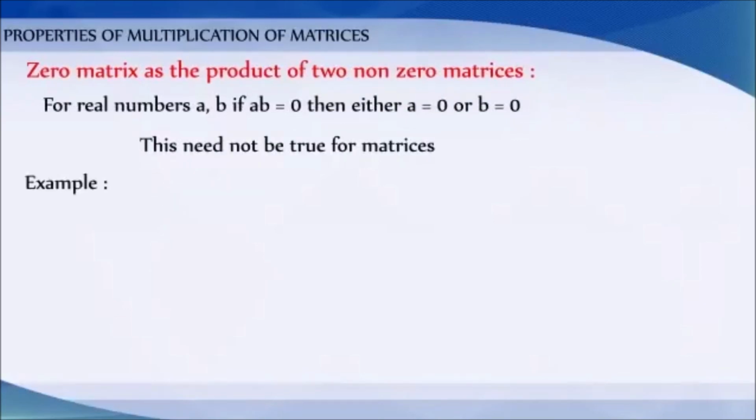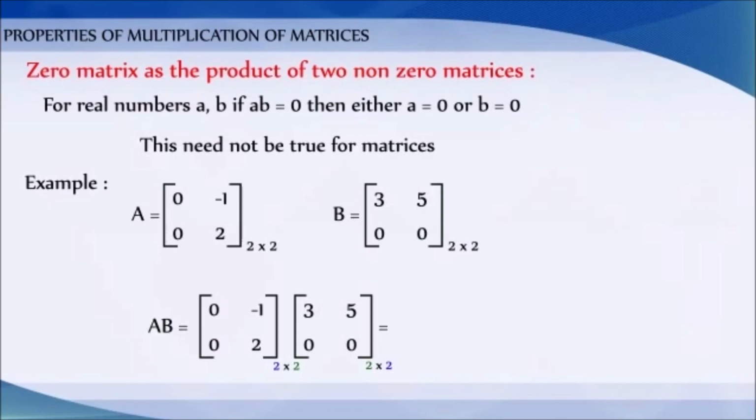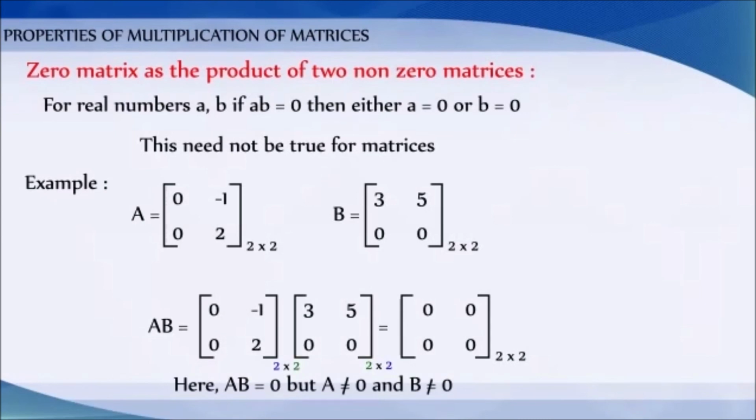For example, let A = [[0, -1], [0, 2]] be a 2 by 2 matrix, and B = [[3, 5], [0, 0]] be another 2 by 2 matrix. Then we have the product AB as [[0, 0], [0, 0]], a null matrix. Thus, if the product of two matrices is a zero matrix, it is not necessary that one of the matrices is a zero matrix.